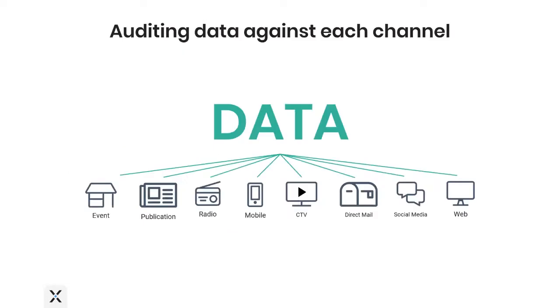From a programmatic standpoint, auditing against the channel, right? So if you've got an event channel, mobile channel, CTV, direct mail, what have you, do you have the data that supports it? And if you have it in a multi-channel environment, great, you may be ready to move to omni-channel. If you don't have the data that supports multi-channel, then you probably need to stop there before you go to omni-channel and fix multi first.